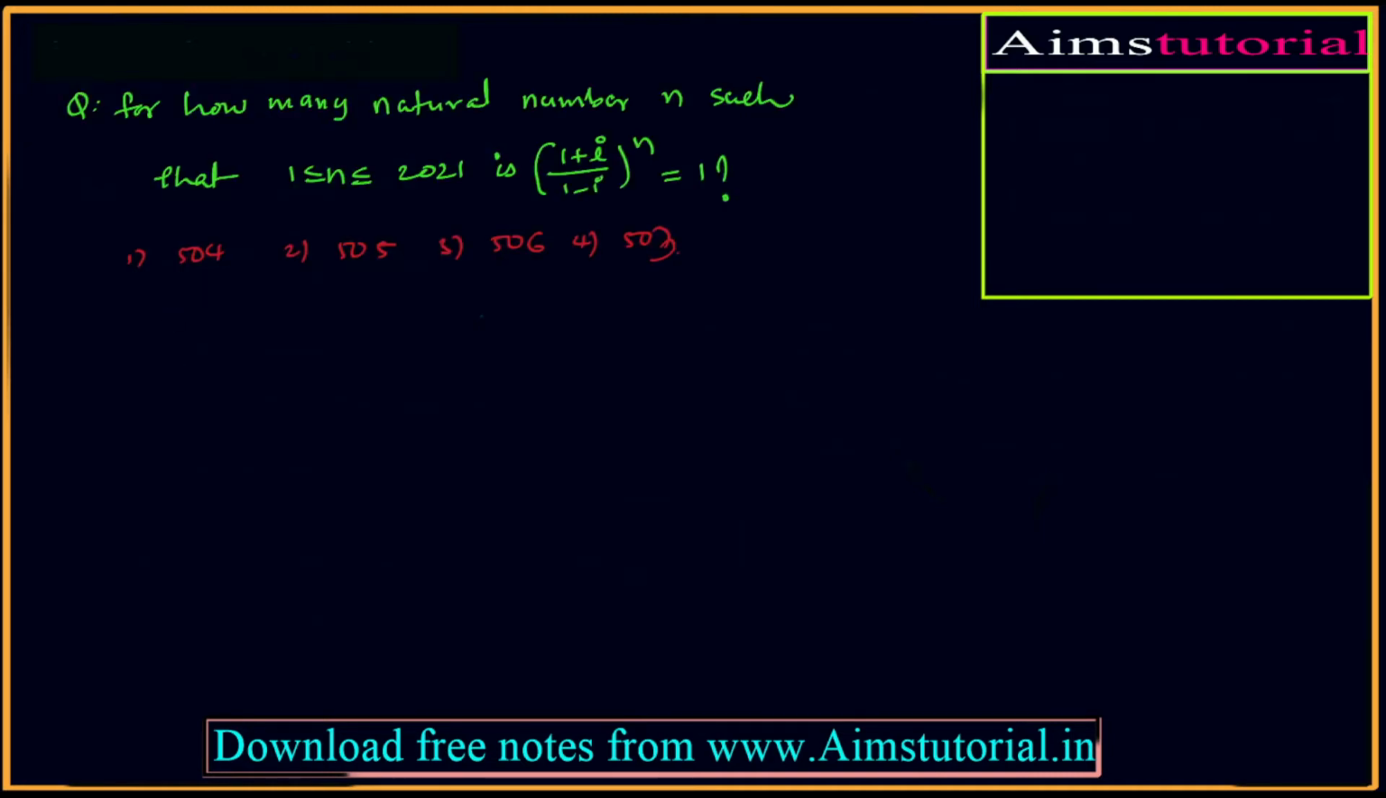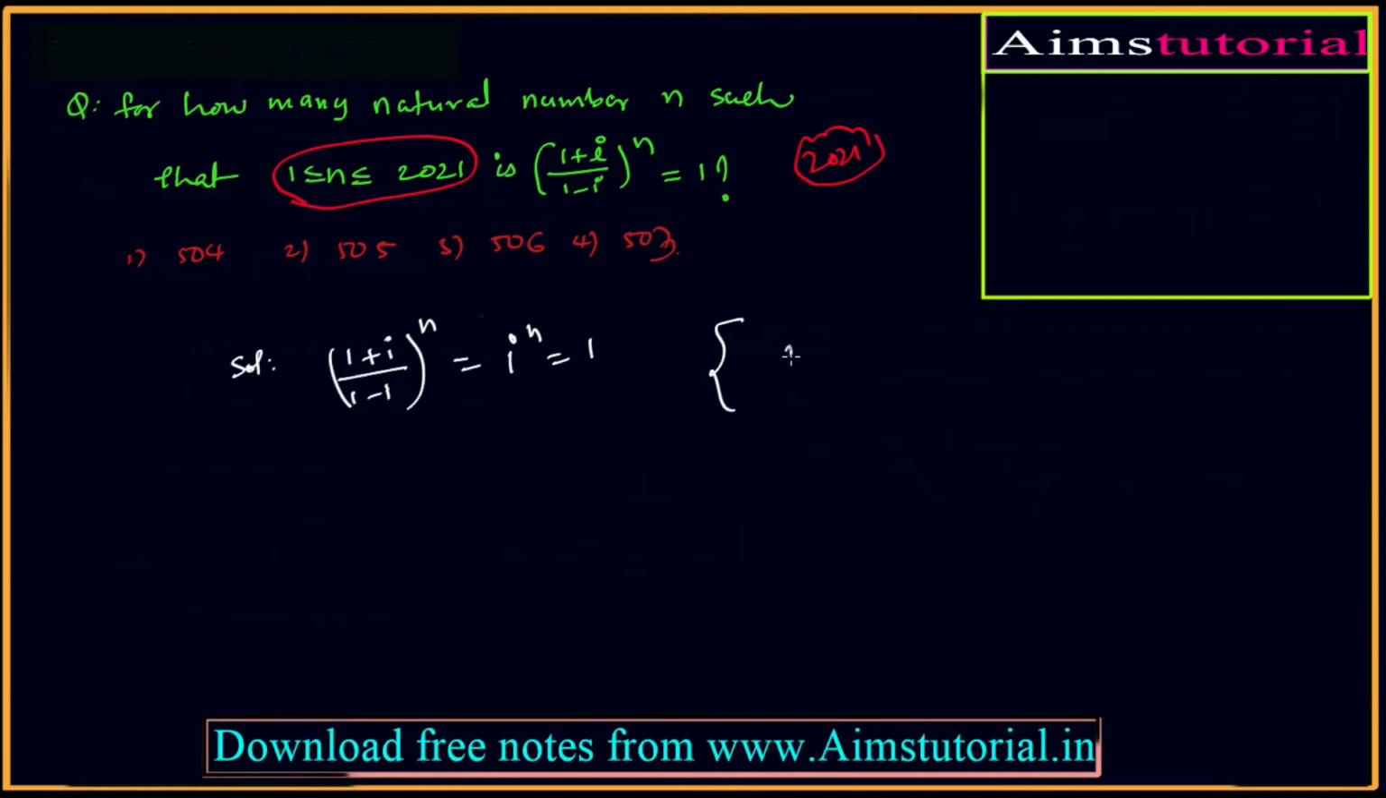Now next question, 2021. For how many natural numbers n, such that n lies between 1 to 2021, is (1 plus I by 1 minus I) whole power n equals 1? We all know that 1 plus I divided by 1 minus I equals I. If you apply power n, this is 1 where n is a multiple of 4.